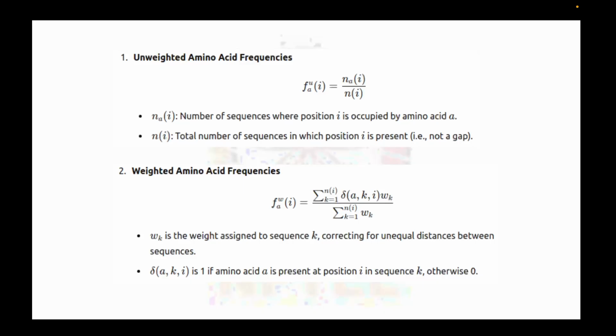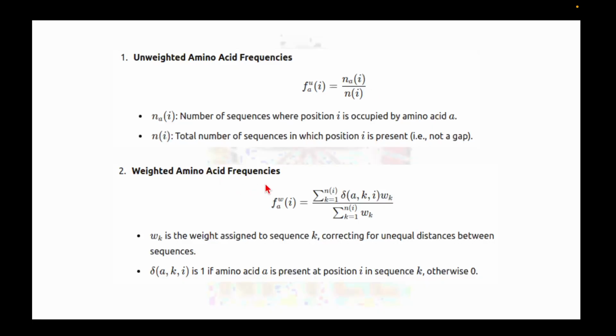So in last class I missed this amino acid frequency. We have weighted and unweighted amino acid frequencies. In unweighted, we consider all the sequences to be of the same weight, and we calculate the frequency of a particular amino acid at a particular position as the number of that amino acid at that position divided by the total number of sequences in which position I is present, that is, without gaps.